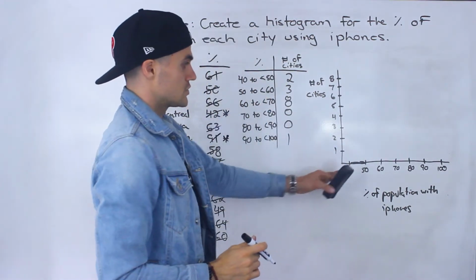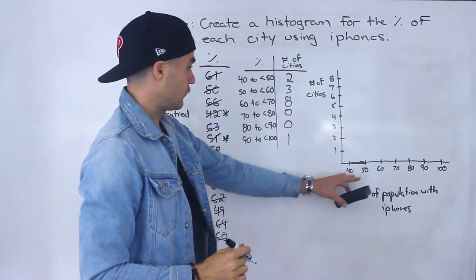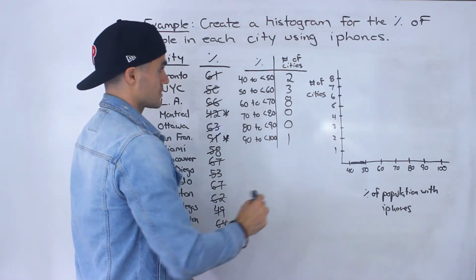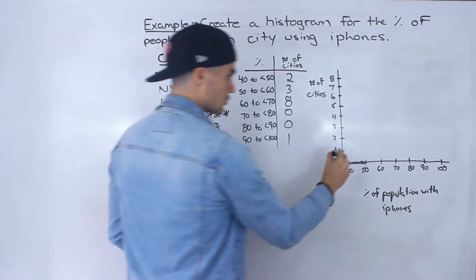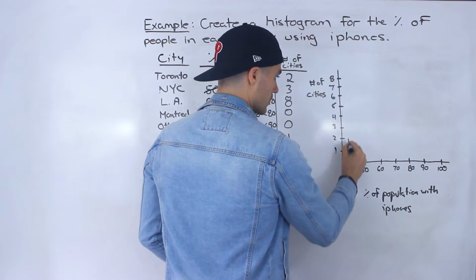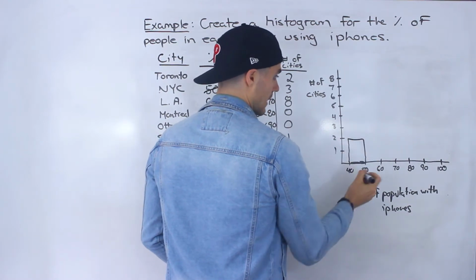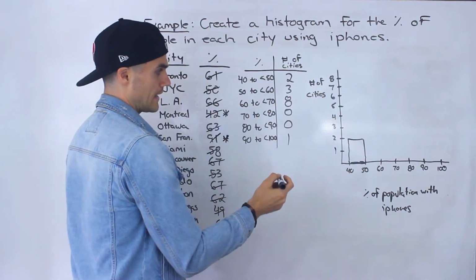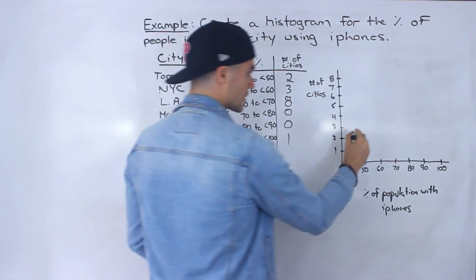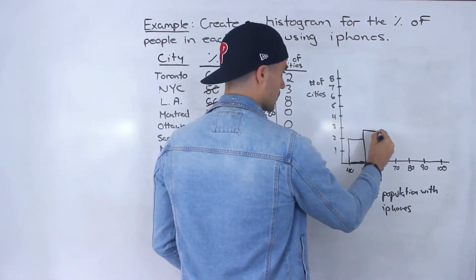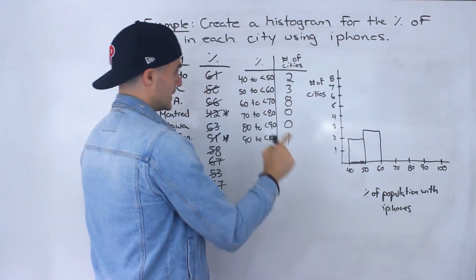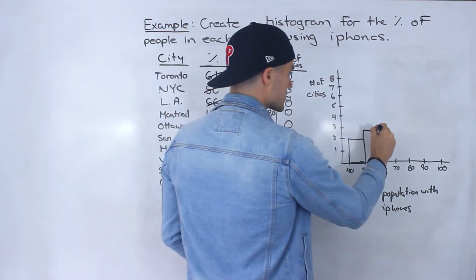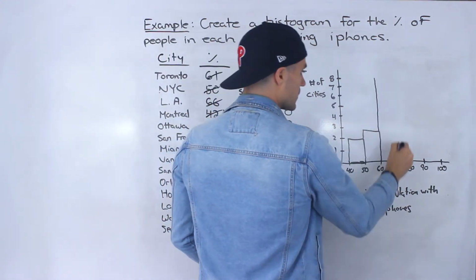And now what we got to do is just create those bars for each of these intervals. So notice 40 to 50 was 2. So that's going to be like that. And then 50 to 60 was 3, which would be over here. 60 to 70 is 8, which is going to go all the way up here.